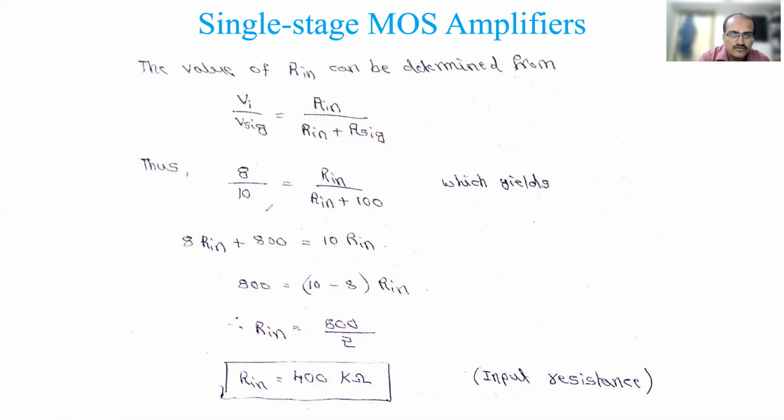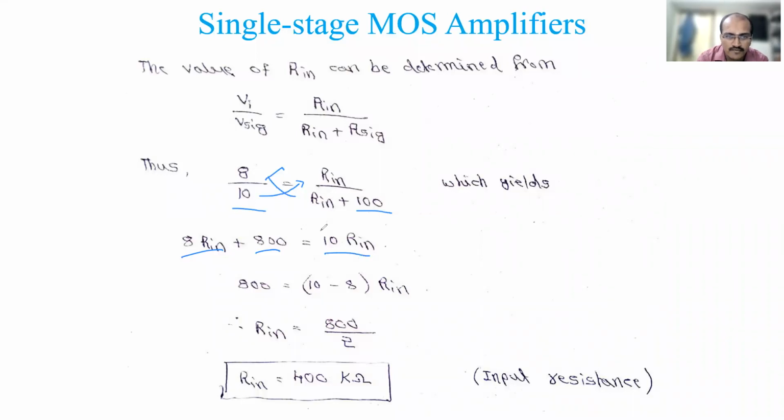When load is connected, this is the one in the table you have to refer to. You can make a note: RIN by RIN plus R signal, the value is 100 kilo. So 100 is written. Now we have to calculate this. Just cross multiply: this denominator with this numerator, and this denominator with this numerator. What you will get is 8 into RIN plus 8 into 100, 800, equal to 10 into RIN.